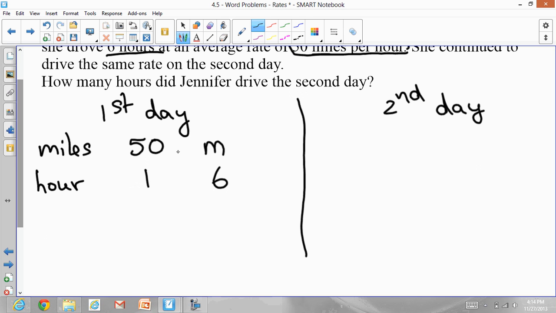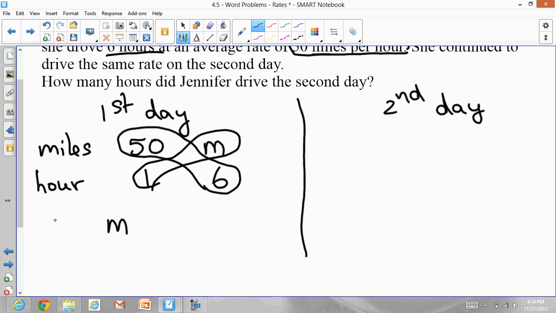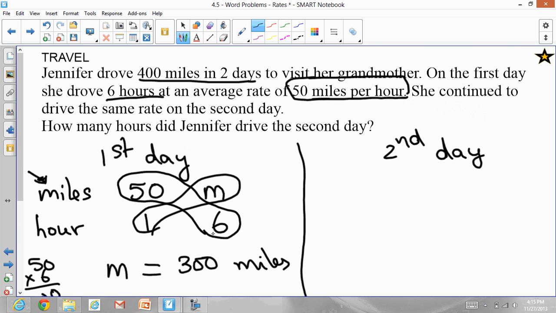So let's use this. 1 times M is M. 6 times 50. 6 times 5 is 30. The 0 just tags along to give you a 300. So my M in this case is 300. My M is over here, so that represents the miles she has traveled. On the first day, she finished 300 miles of the 400 miles. The total distance that she has to cover is 400 miles. So on the first day, since she traveled 6 hours, she covered 300 miles of them.